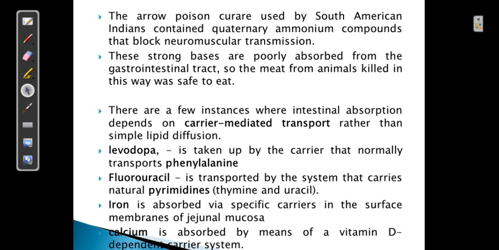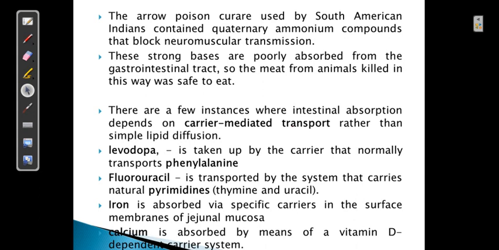Now there are certain exceptions, or certain cases where intestinal absorption occurs through the carrier mediated transport system. Here 3-4 examples have been given. The drug levodopa, which is used for the treatment of Parkinson's, is taken up by the carrier that normally transports phenylalanine because of the structural similarity. One more example is 5-fluorouracil. It is a cytotoxic drug. It is transported by the system which carries the pyrimidines like thymine and uracil due to the structural similarity.